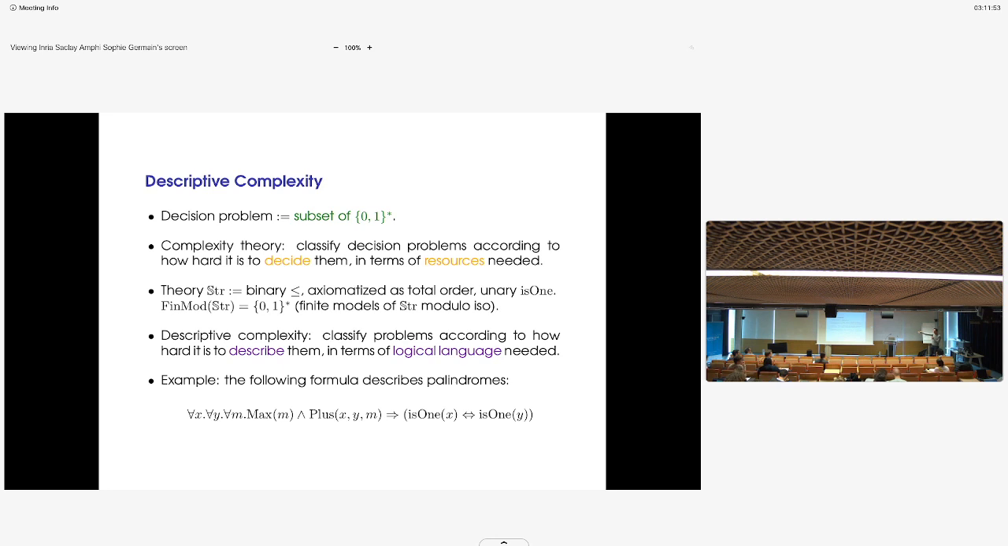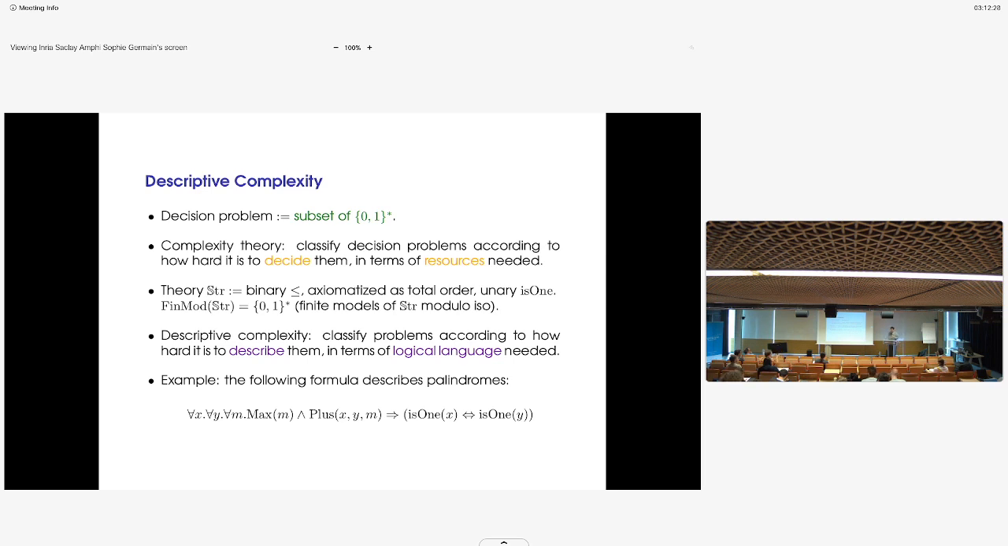Well, I ask that either they're both 0 or they're both 1. So that's how you describe palindromes like this. In particular, I use a formula that's very simple. It's first order, and in fact, it's universal. It doesn't even use existential quantification. So I can start to think of problems in terms of what logical symbols I need, what logical power I need to describe the problem, instead of how many resources, how much time and space I need. So this is descriptive complexity.